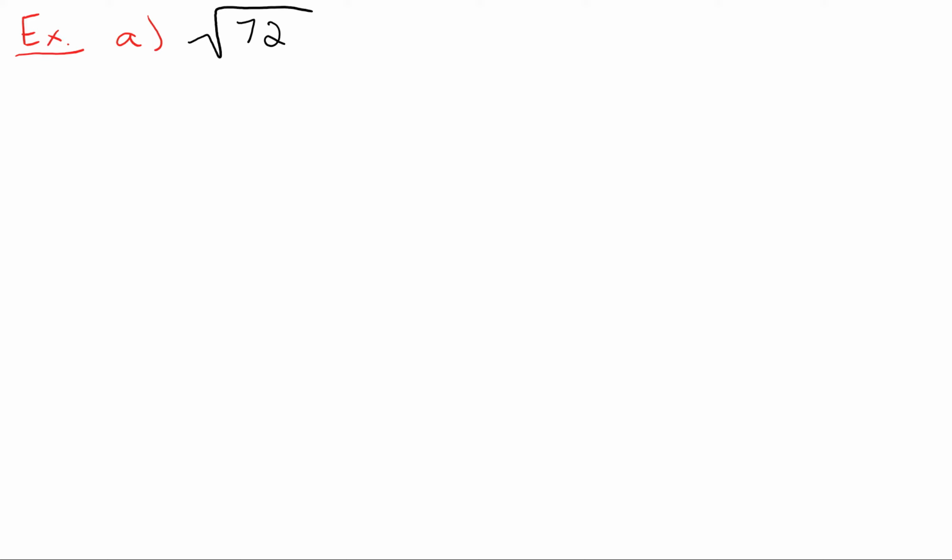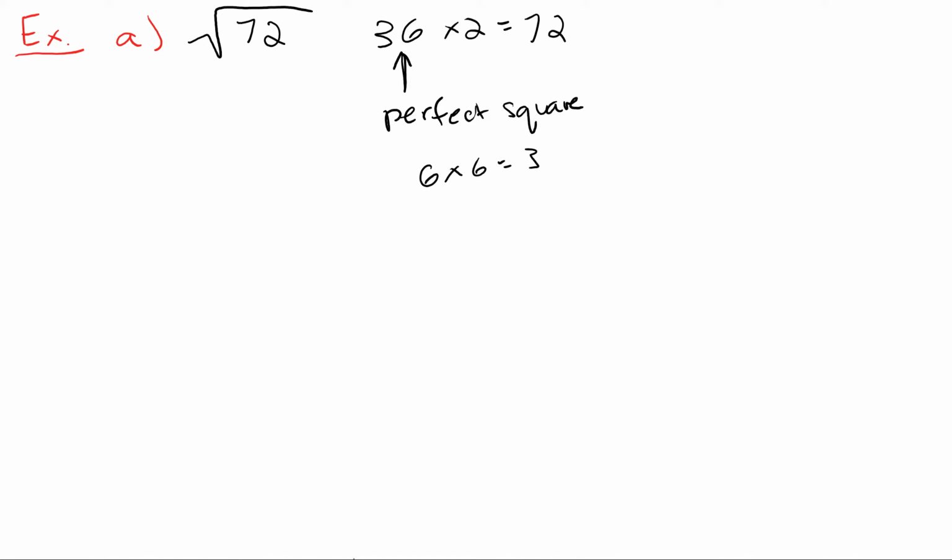So I'm going to try to think of all of the factors of 72, and all the numbers I can multiply together to get 72. And if I think about it, I realize that 2 times 36 gives me 72. So 36 times 2 is 72. And what is so convenient about that is that 36 is a perfect square. And we know this because 6 times 6 is 36.